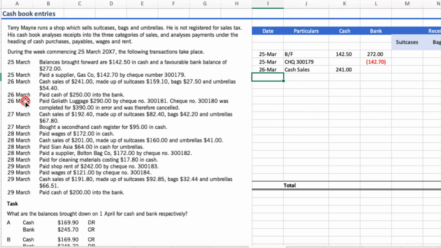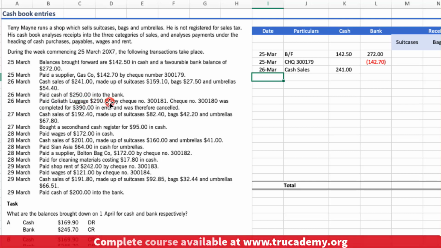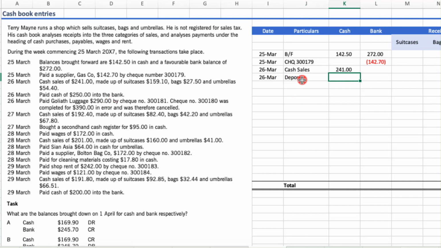Then on March 26, paid cash of $250 into the bank account. So we took $250 cash and deposited it into our bank. You can also write down the paying-in slip or deposit slip number here if it's given. So we are taking out $250 in cash and depositing it into our bank account. So negative in the cash book and positive in the bank.